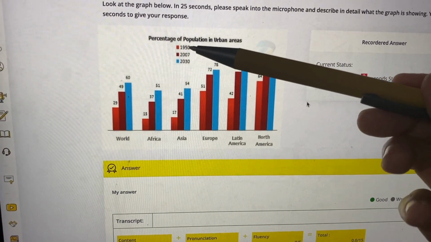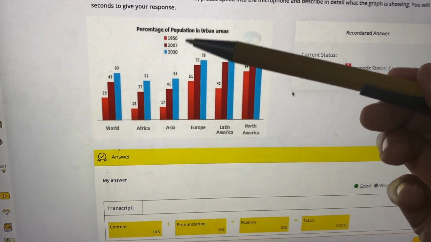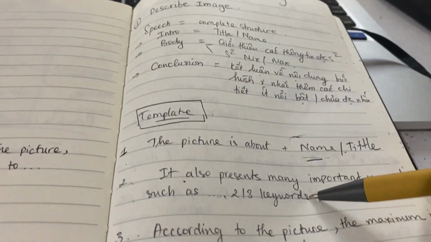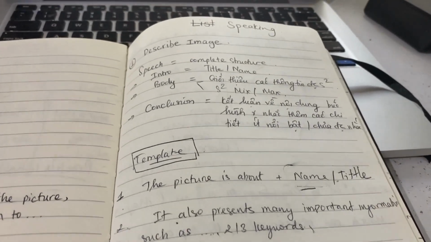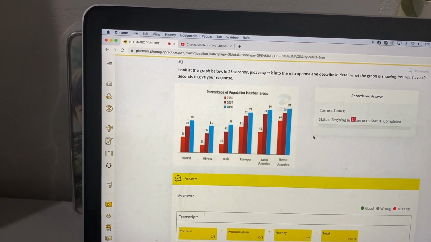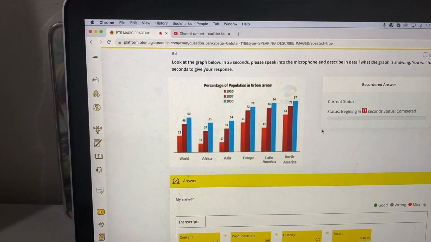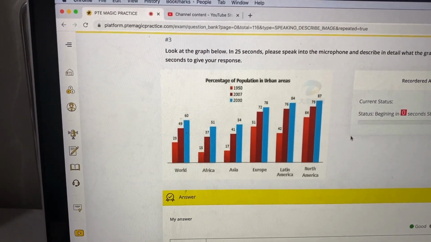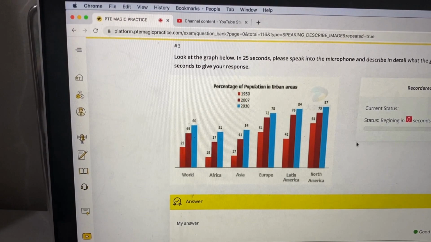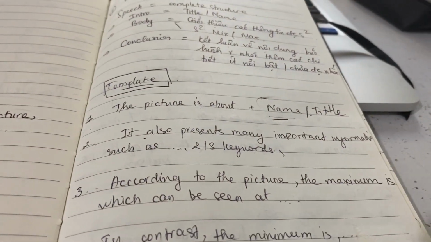So I'll choose 1950, 2007, 2030 for my sentence number two. So one, two, it will be: the picture is about percentage of population in urban areas. It also presents many important information such as 1950, 2007, and 2030. Done. Easy, right? With a template, everything sounds really easy.